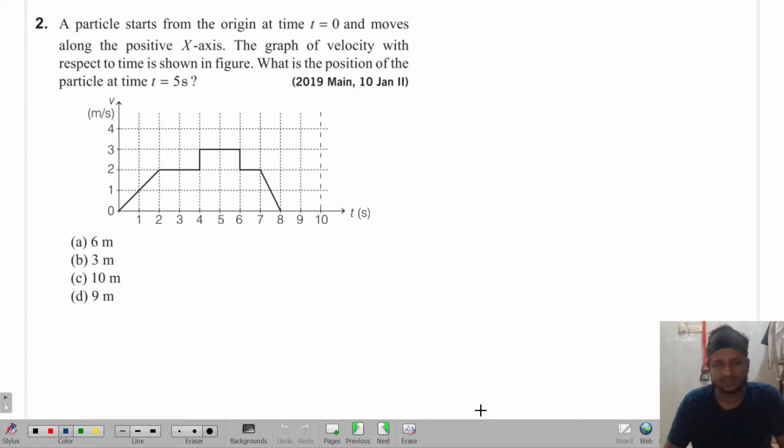Question number 2. Very easy again. See this. These are 2019 Mains questions they have asked. See how easy the questions they are asking. So please follow previous lectures of velocity and all. Your JEE Mains will ultimately be cracked in this way. What is given: a particle starts from origin at time t equal to 0, moves along the positive x-axis. The graph of velocity with respect to time is shown in figure. What is the position of particle at time t is equal to 5 seconds?